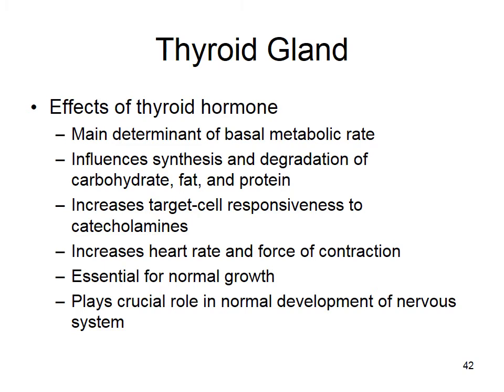The thyroid gland influences the synthesis and degradation of the macronutrients, so carbohydrate, fat, and protein. So how fast you store it versus break it down. One of the problems with thyroid hormone is it increases target cell responsiveness to the catecholamines. And who memorized what the catecholamines are? Or who remembers? Or who took notes? The catecholamines are epinephrine, norepinephrine, and then dopamine.